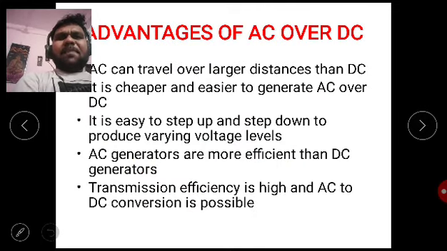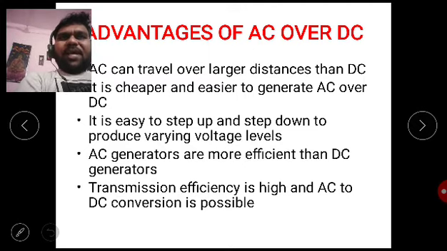Now somebody may ask, what are the advantages of AC over DC? When DC was invented by Thomas Edison in the 1880s, what was the problem with it? The DC generator has to be within 0.5 miles of the place where it has to be used. AC overcame this problem, and AC could travel over long distances without any problem.